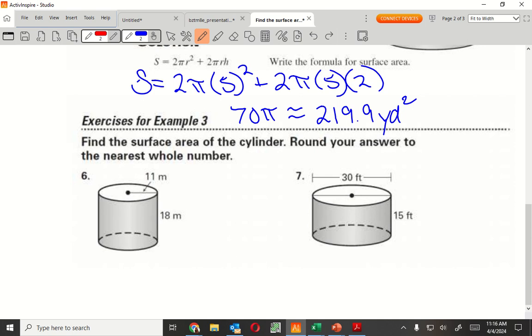So just like this, start with 2, pi, then r squared. So write it out. So you put it in the calculator. What? Is that right? Let's see. 2, pi. No. Wrong! What's the radius?